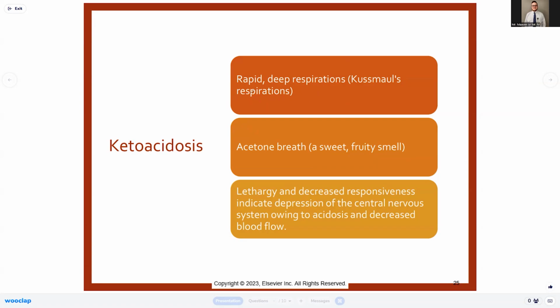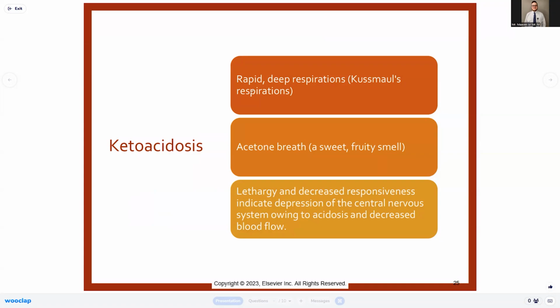Kussmaul respirations are actually a metabolic acidosis compensation mechanism. Remember that metabolic acidosis means our kidneys are struggling. Our other body system that helps us regulate acid-base imbalances is our lungs. So if the kidneys are struggling to deal with these ketones, all the urine output and the high glucose, and with this acidotic state, the lungs will come in as a compensation mechanism and do Kussmaul's respirations: rapid, fast, deep respirations that blow off a lot of CO2, which combines with acid. So we can try to correct acidosis that way.